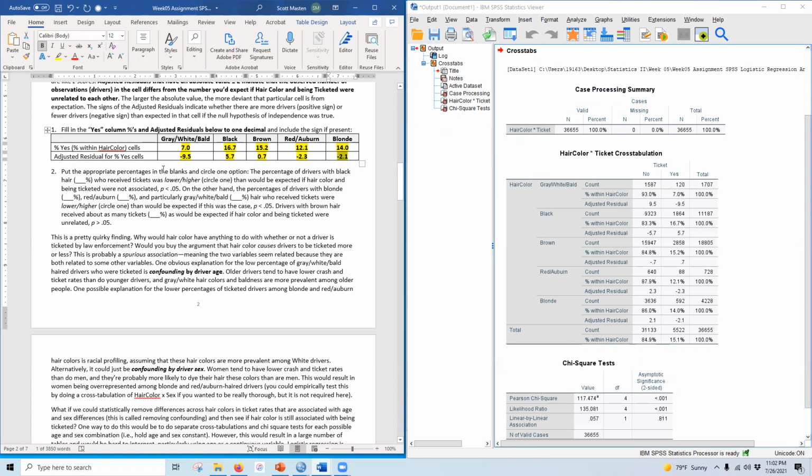So let's fill this stuff in. Put the appropriate percentage in the blanks and circle the option. The percentage of drivers with black hair who receive tickets is 16.7%. Who received tickets was lower or higher? What do we say? Do we pick lower or higher? Well, 16.7 was associated with an adjusted standardized residual that's positive 2 or bigger, so they were higher. There were more black hair drivers who got tickets than expected, so we're going to highlight higher.